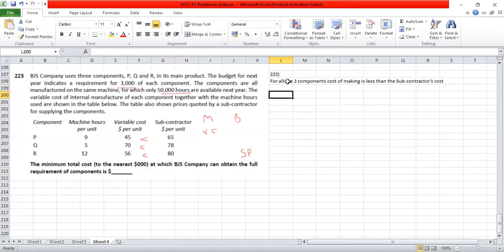The question is asking us what is the minimum total cost at which BGS company can obtain the full requirement of the component. So we need to find out what is the cost of making all three components. That is the point we have to look into.